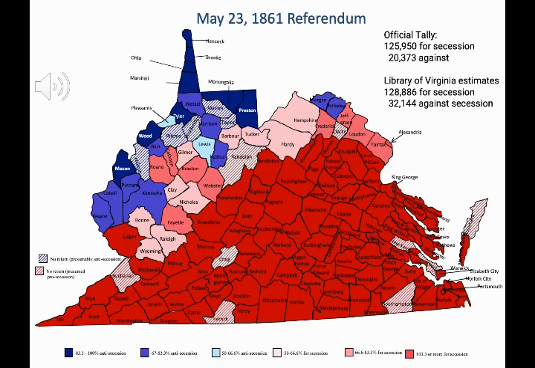Overall, the official tally of the vote was 126,000 to 21,000 in favor of leaving the Union. The Library of Virginia has since filled in some of the gaps because some counties weren't reported, and they assert that the vote was 129,000 to 32,000. Still, an overwhelming majority of Virginians no longer wanted to stay in the Union. So secession was an overwhelmingly democratic policy.